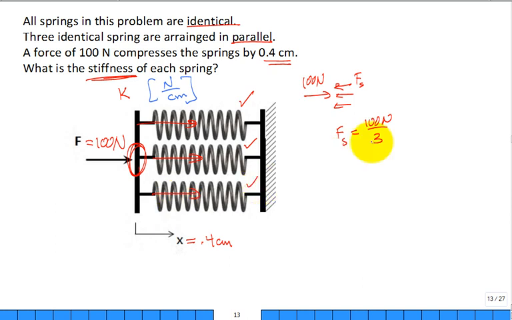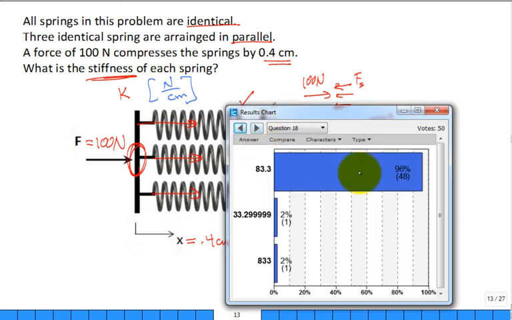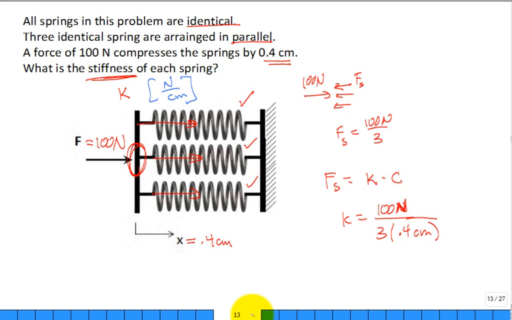And once you figure that out, then you say, well, what's Hooke's law again? F of S is equal to K times the compression distance. And so K was 100 newtons divided by 3, divided by 0.4 centimeters. Does that give me the right units of newtons per centimeter? Sure. And then we take a look at our number, and we get an answer of 83.3. True?